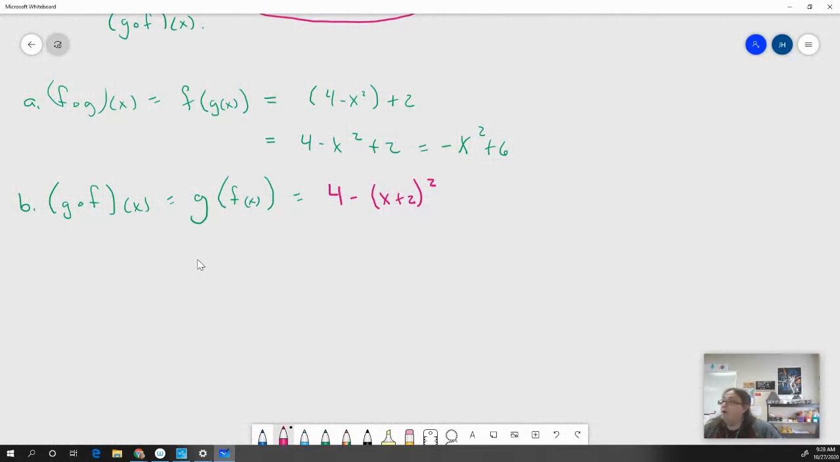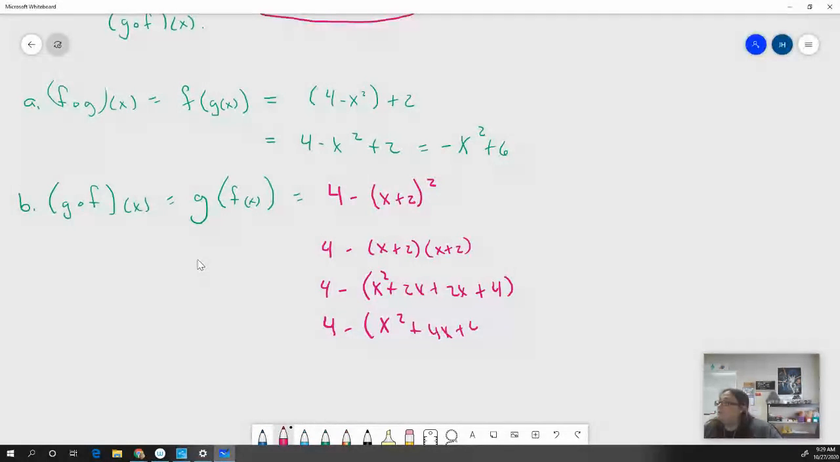This one's a little bit more complicated because it's like saying 4 minus x plus 2 times x plus 2, when we square it. So we would have to distribute. We would have 4 minus, let's see what we come up with, x squared plus 2x plus 2x more plus 4. And I'm going to simplify that. I'm going to have 4 minus, sorry, this was x squared plus 4x plus 4.